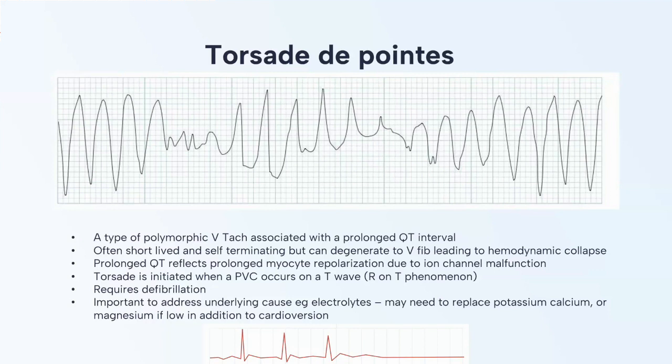If you do pick up that you have these abnormalities, you want to replace these in addition to your cardioversion so that your patient doesn't go into refractory torsades. The pathophysiology behind this is that because of the prolonged QT, there's a PVC that occurs on a T wave, and that's known as the R on T phenomenon, and that's what perpetuates this rhythm of torsades.